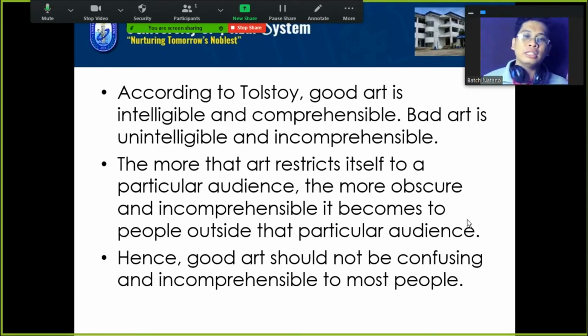So, the more that art restricts itself to a particular audience, the more obscure and incomprehensible it becomes to people outside that particular audience. So, bagaman sinasabi ni Tolstoy na it's the expression of the artist that matters, hindi niya pa rin sineset aside yung comprehensibility ng isang artwork na dapat ay at some point mayroon pa rin mensaheng makukuha. Hence, good art should not be confusing and incomprehensible to most people. Hindi niya pa rin naman sineset aside yung idea na to.